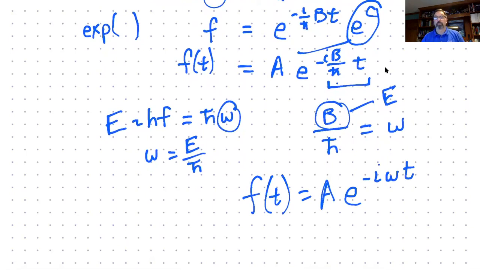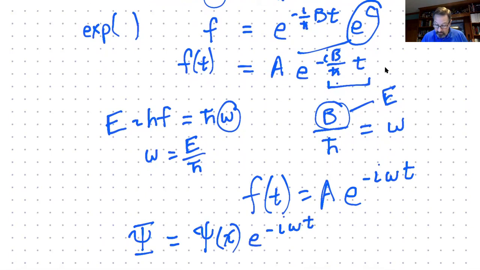Always, always, always. There's no other solution you can have for the time piece. And then the overall wave function is equal to the lowercase wave function, which is only a function of x, times e to the minus i omega t. Now I've dropped the constant here. It is more conventional to put the constant in with the wave function that's only a function of position, as opposed to with the function of time. So I've absorbed it in here, and then the process of normalization will reveal what that constant is.